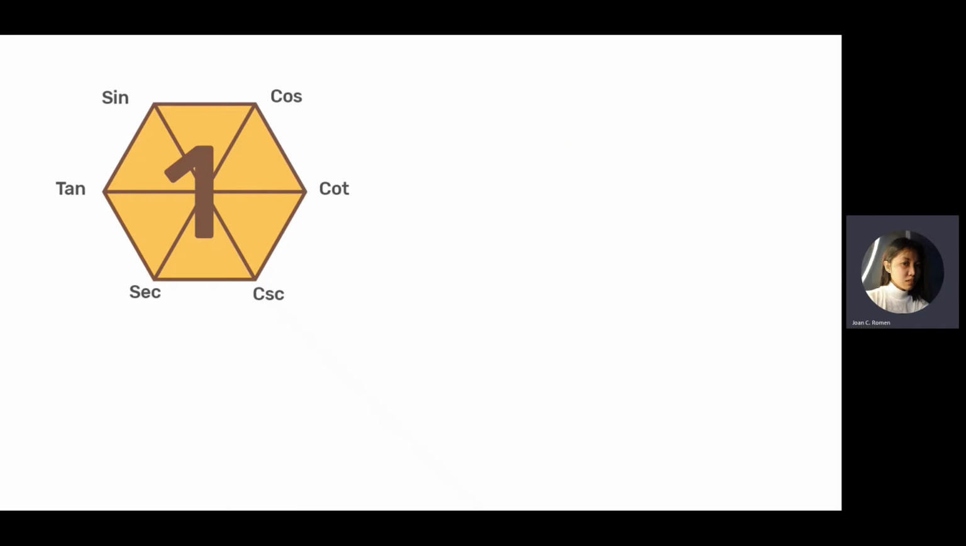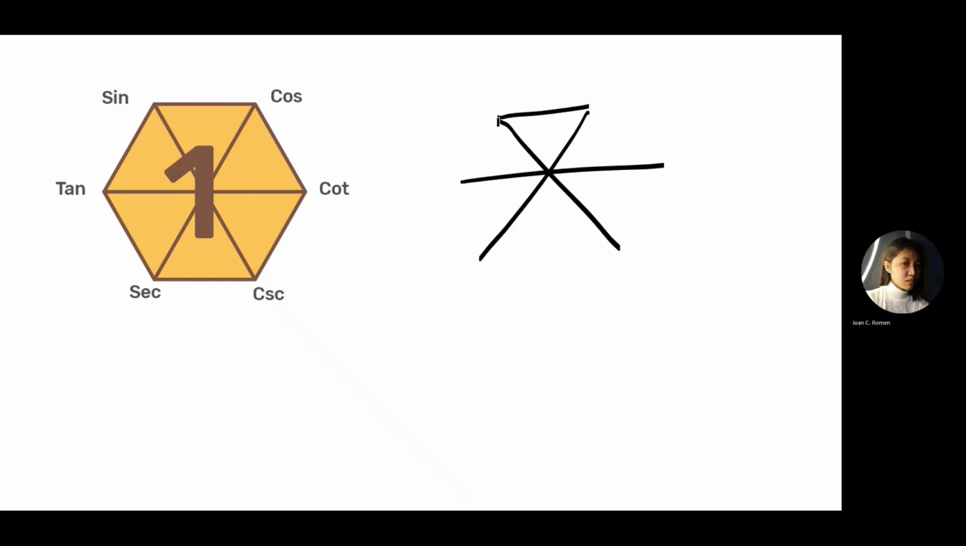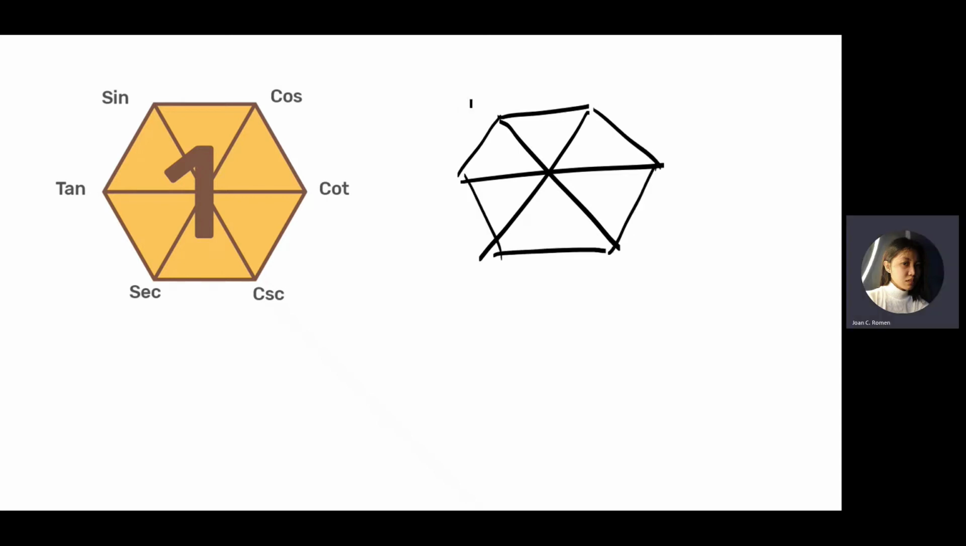Okay, so first, draw a hexagon. So, 6 sides. So, let's just draw a hexagon. Okay, and then put sine. And what is opposite sine? What is the opposite of sine?